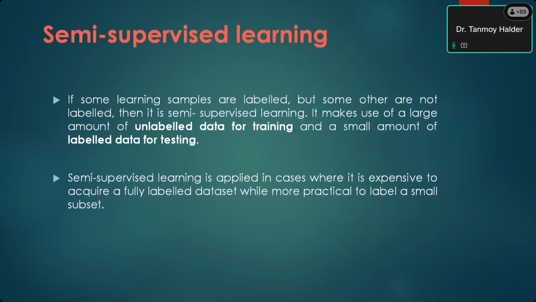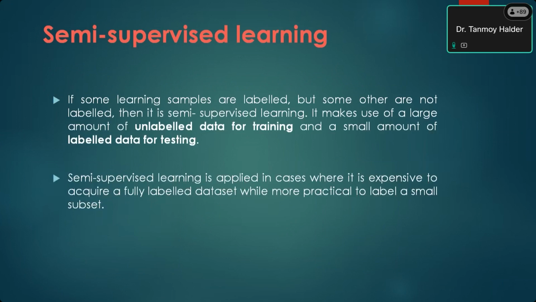Semi-supervised, a real situation. When does it happen? Whenever a huge data set is available, but all the data are not labeled. Some data are labeled and some data are not labeled. The machine will learn from the labeled data, and after that it will automatically identify the unlabeled data.